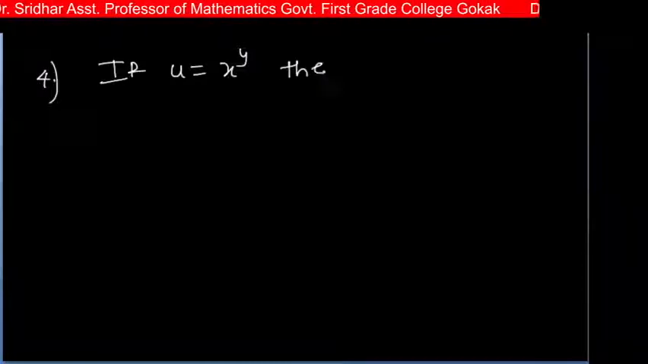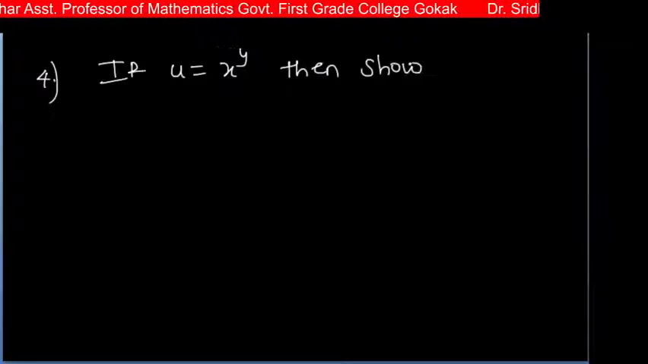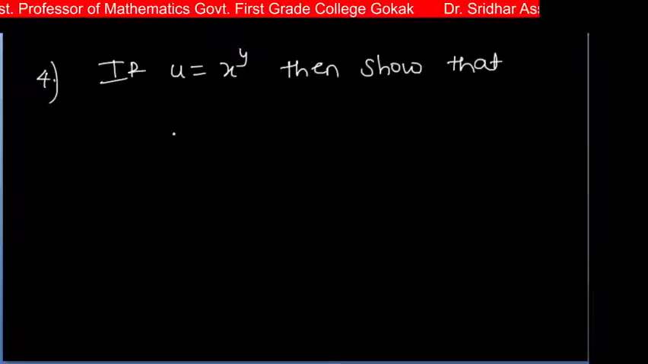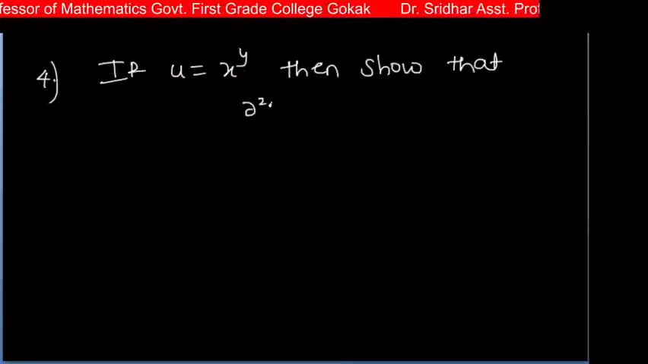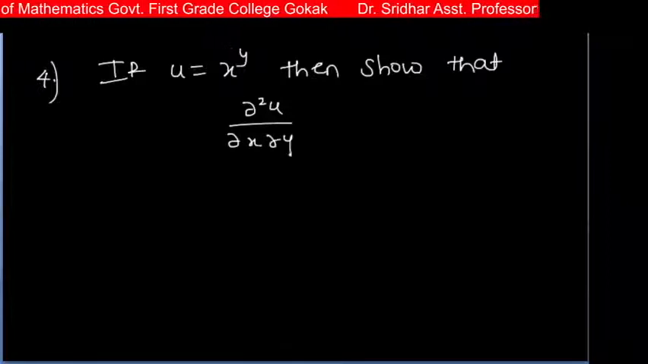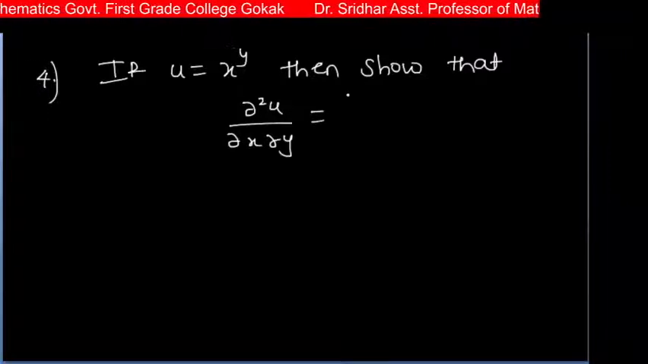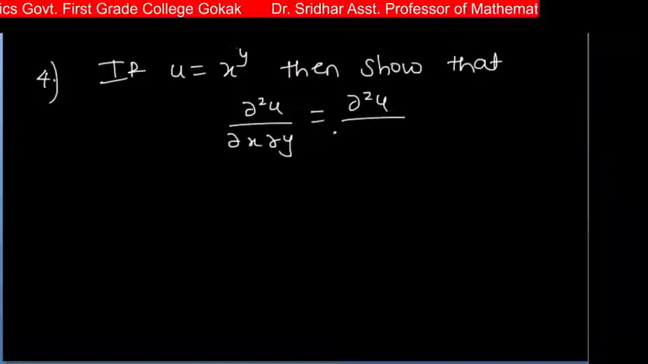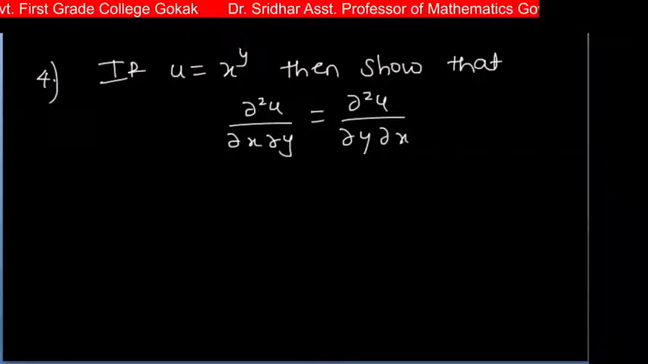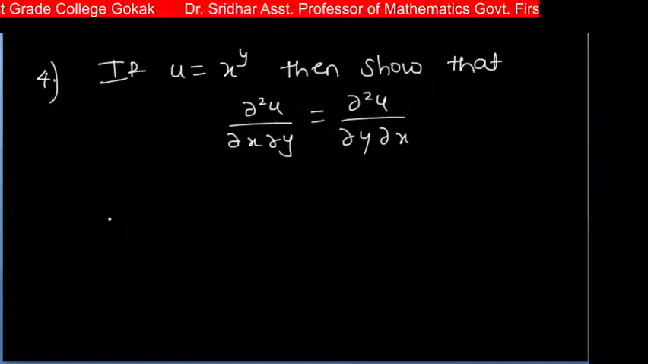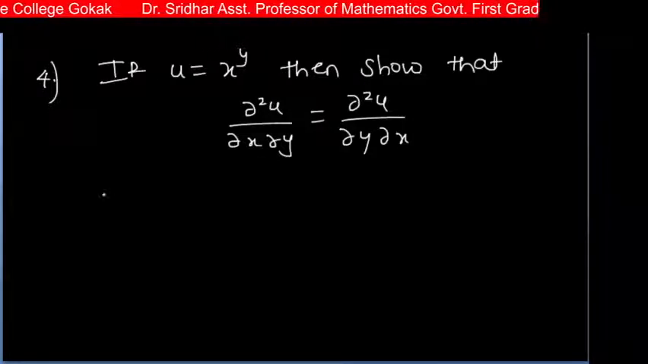Similarly, we take one more problem on this. If u is equal to x raised to y, then show that dou square u by dou x dou y is equal to dou square u by dou y dou x. Okay, so this we have to prove.